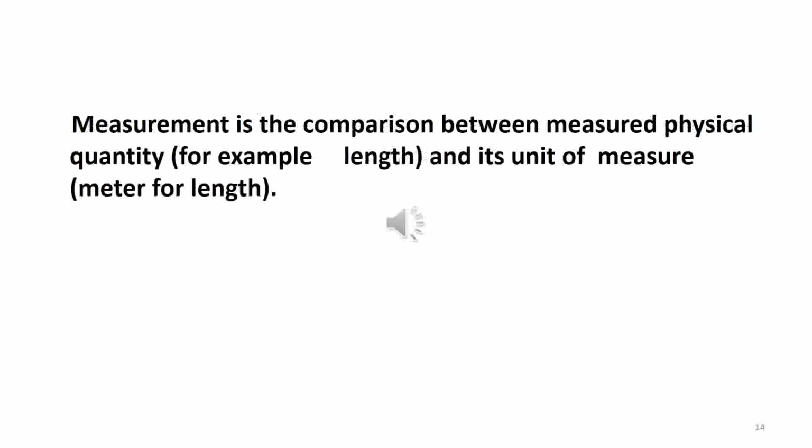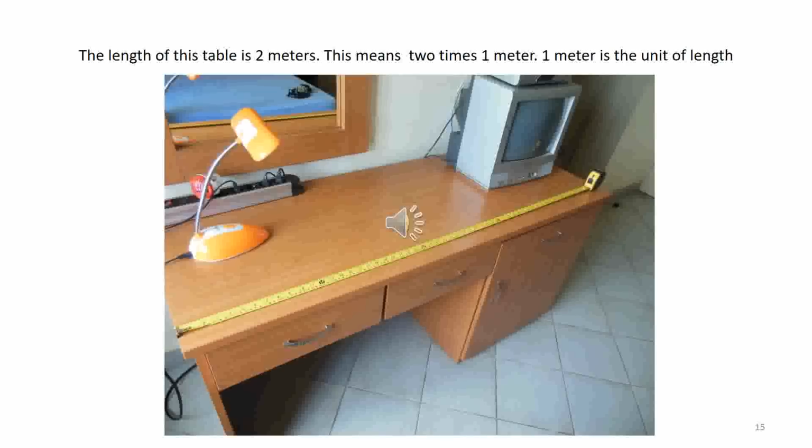Instrumentation is the science of measurement, control and analysis. Measurement is the comparison between measured physical quantity, for example length, and its unit of measure, meter for length. The length of this table is 2 meters. This means 2 times 1 meter. 1 meter is the unit of length.